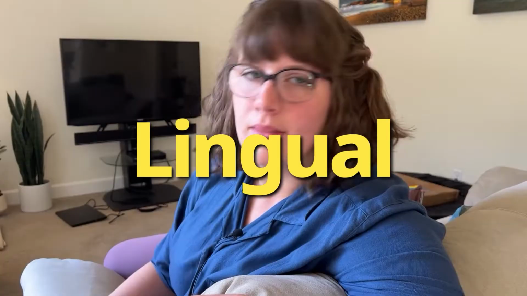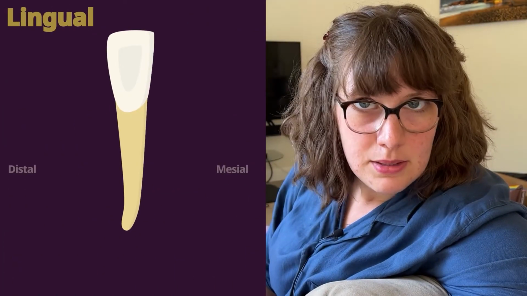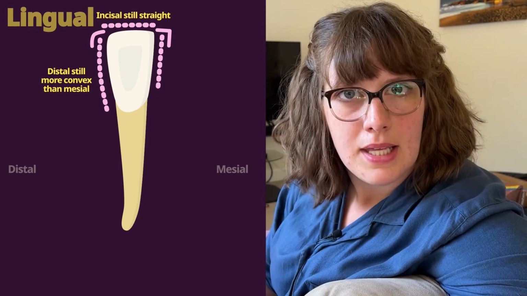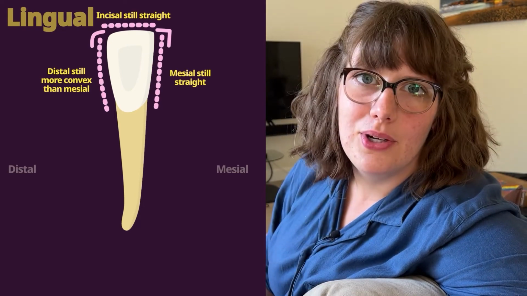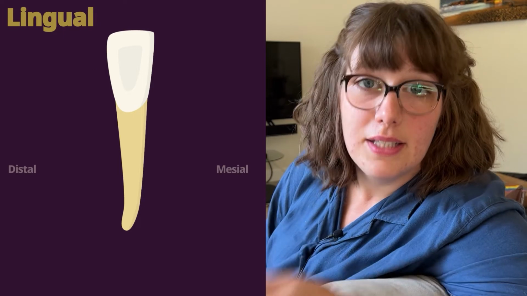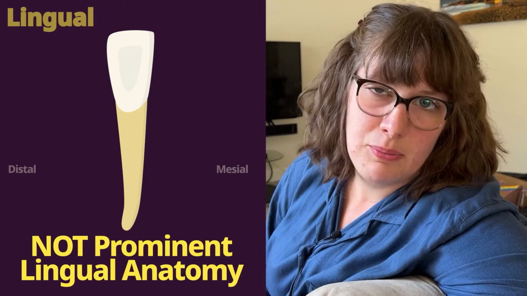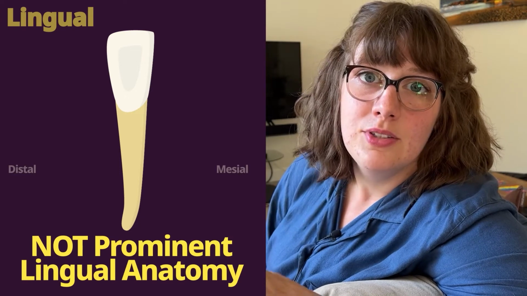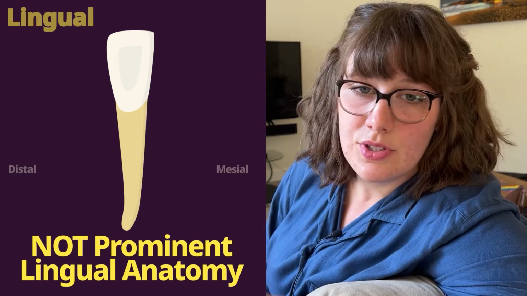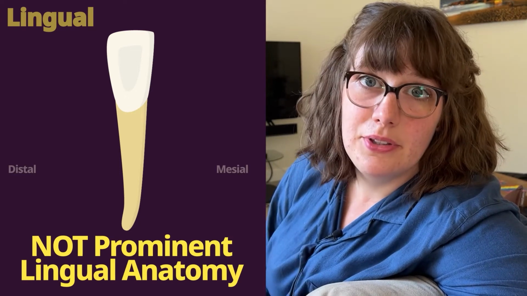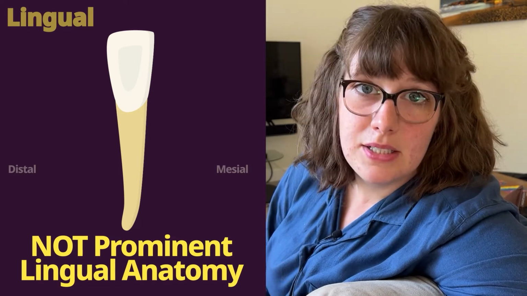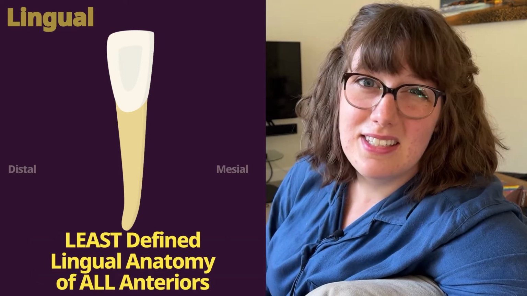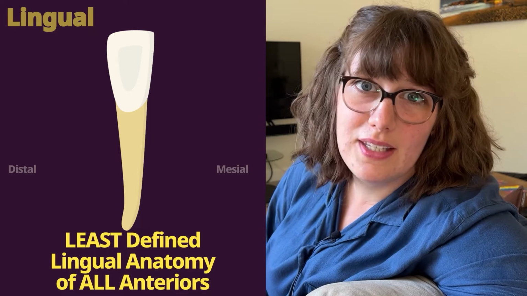Now let's flip this tooth over and take a look at the lingual. The outline of the mandibular lateral incisor is going to be the same but reversed as it was from the facial. The lingual surface of this tooth, similar to the mandibular central incisor, is going to be quite smooth and flat, even smoother and flatter than the mandibular central incisor was. The mandibular lateral incisor has the least defined lingual anatomy of all the anterior teeth.